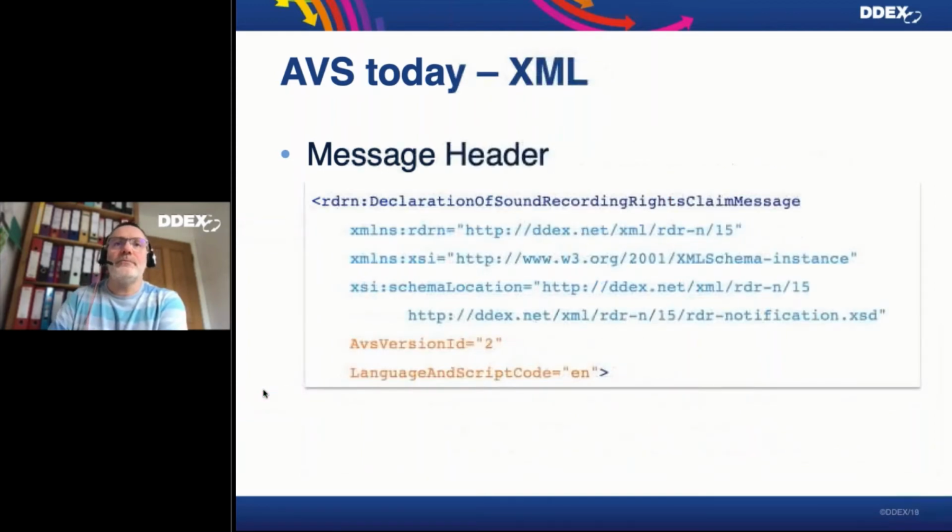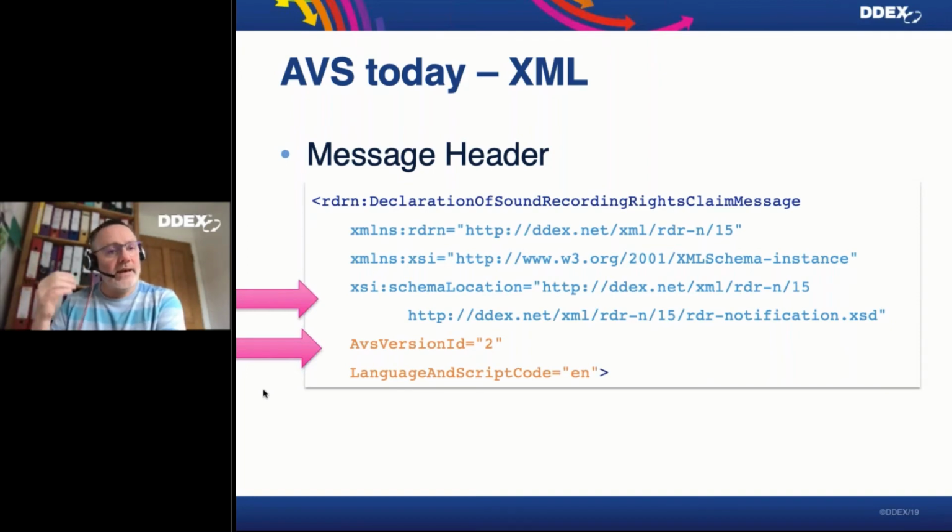All you need to do, and here is a message header, is to say, hey, I want to go to the message notification standard XSD, in this case the RADAR notification XSD. This automatically loads the allowed values. What this does in addition is tell the recipient, hey, I'm using version 2 of the allowed value sets. What that means, I'll tell you in a little bit. That's all you need to do to handle the latest version, or in this case, version 2 of the allowed value sets. The latest version is version 2 at the moment.